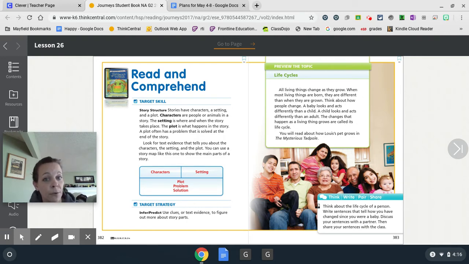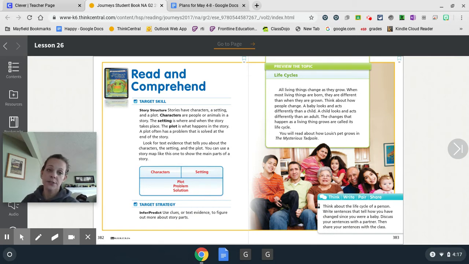Characters are people or animals in a story. The setting is where and when the story takes place. The plot is what happens in the story. A plot often has a problem that is solved at the end of the story. We can look for text evidence that tells us about the characters, the setting, and the plot. We can use a story map, like the one shown here, for the main parts of a story.